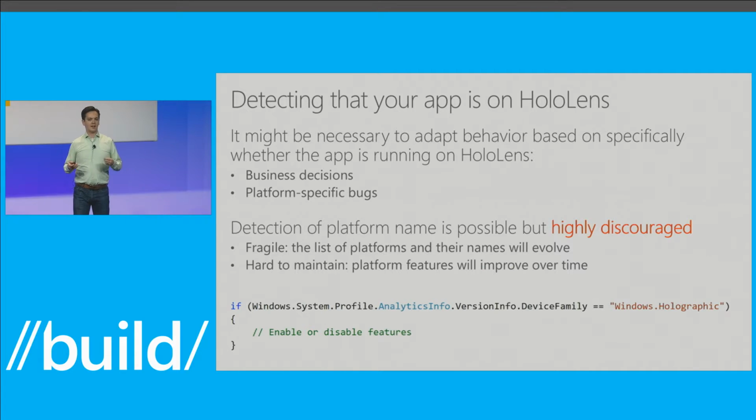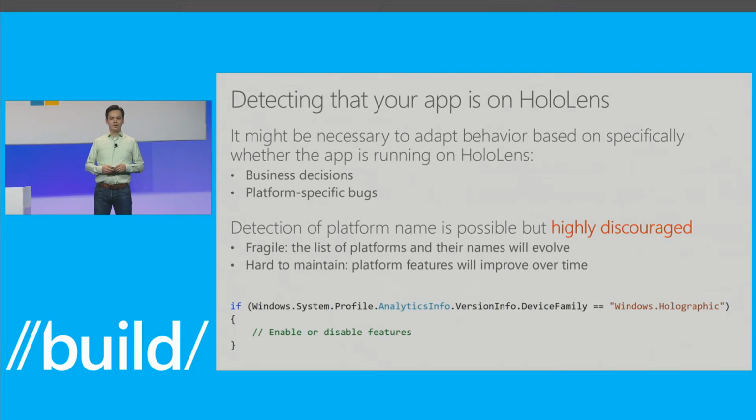So you can detect that your app is running on HoloLens. It's not something that we encourage. We would really rather have people dynamically detect features, but there are some good reasons for it. For example, there are business decisions. I mentioned earlier that the Windows Maps app is a really great universal app that runs on HoloLens. And this is true. It's an awesome app.